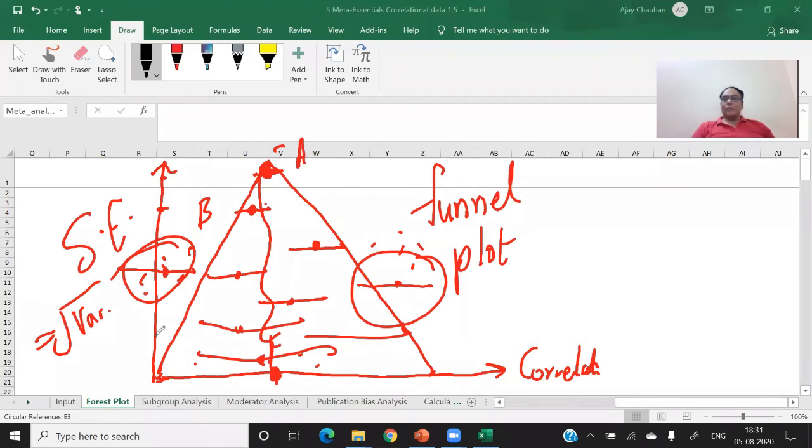I hope the way I explained it helps you understand this. This language is not found in any book, but because we are statisticians, we understand the logic of the funnel plot. Okay, fine. I am going back to the slide, assuming that you understand the funnel plot now.